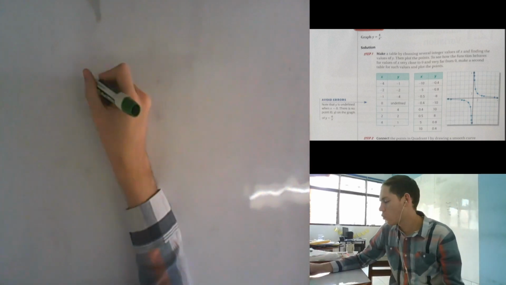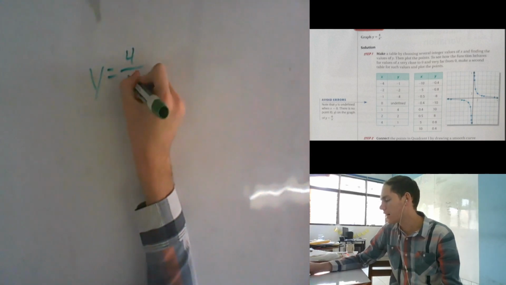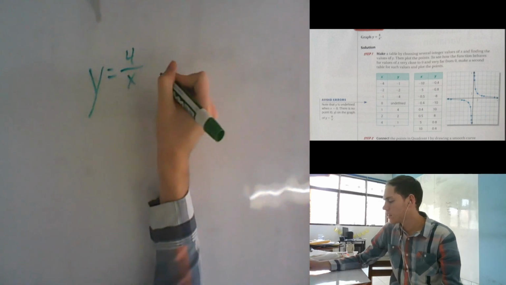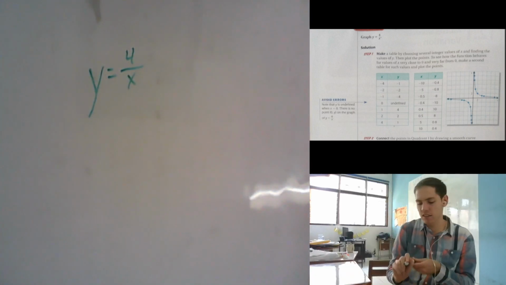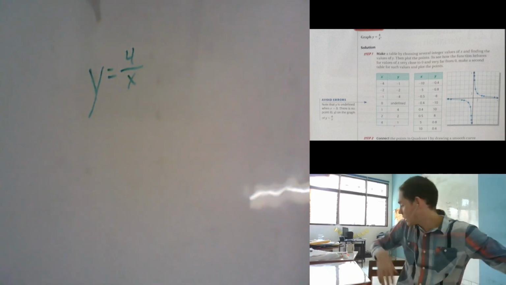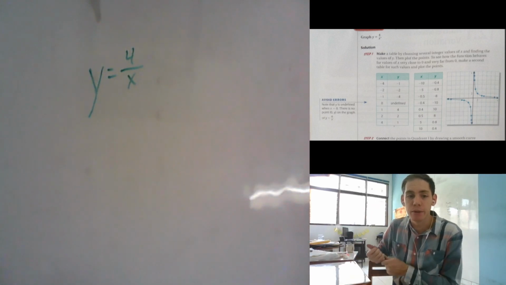Okay, we're going to graph y equals 4 over x. Okay, y equals 4 over x. So how do we graph this? That's an excellent question. What we're going to do is make a table.